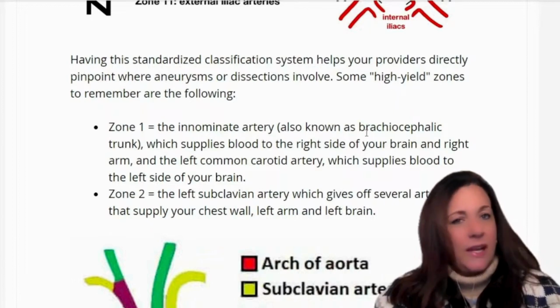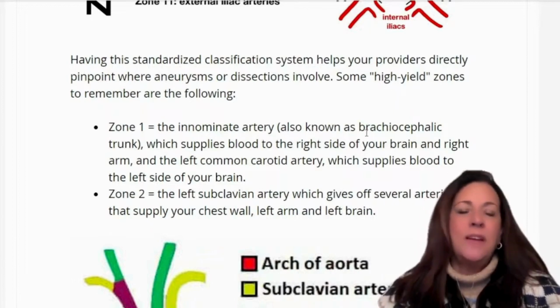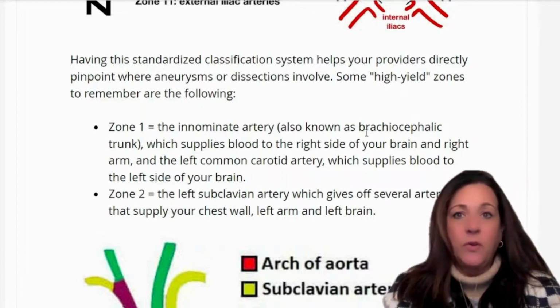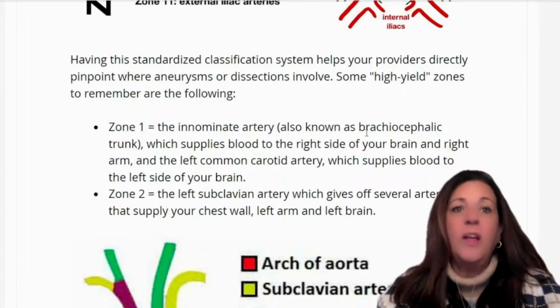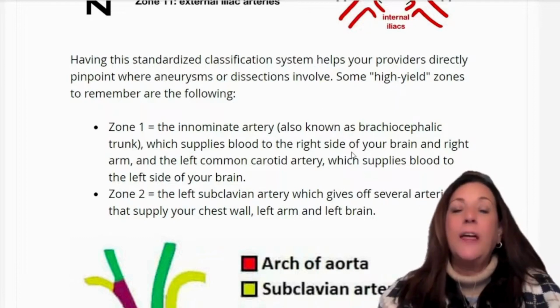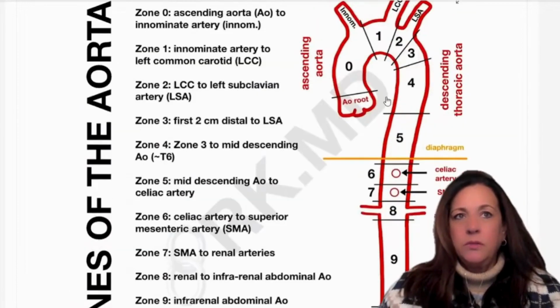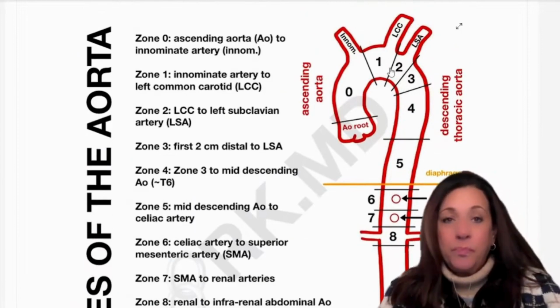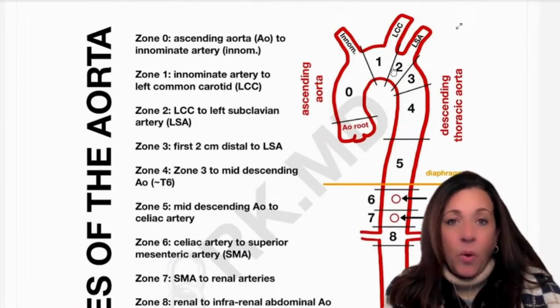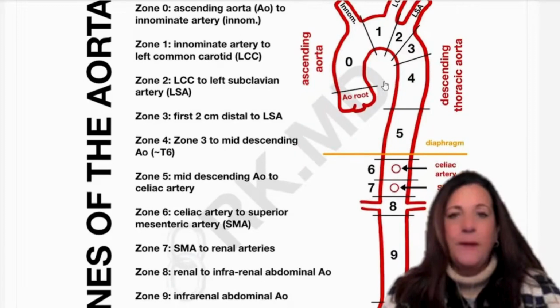emergent situation, high yield. Zone 2 is the left subclavian artery, which gives off several arteries that supply your actual chest wall, your left arm and your left brain, another high yield area. So zone 1 and 2, right here, pretty important areas, high yield areas that are in the arch, okay?